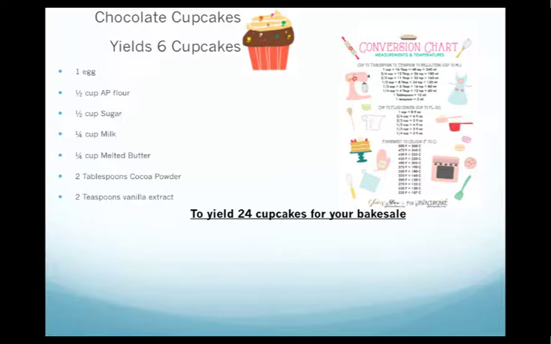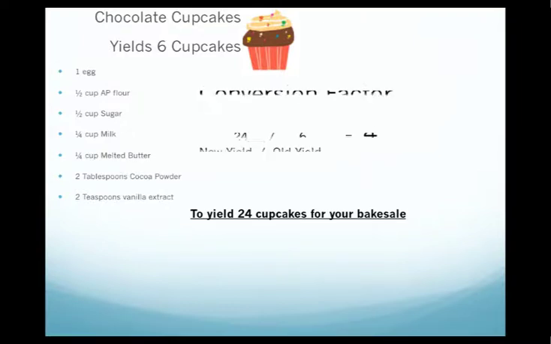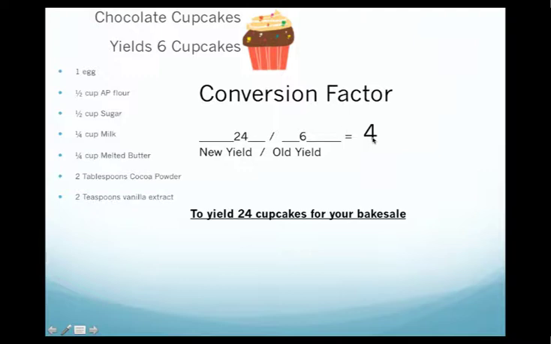So we're going to need to make 24 cupcakes for our bake sale. So I need to figure out my conversion factor. I take my new yield, which I need 2 dozen, so 24, divided by my old yield, which is 6, gives me 4. This is my conversion factor. What I'm going to do is take this number and multiply each of my ingredients by that number, and it's going to give me a new ingredient yield.